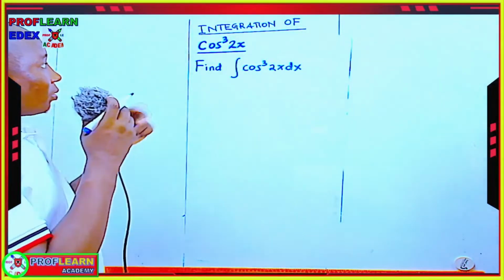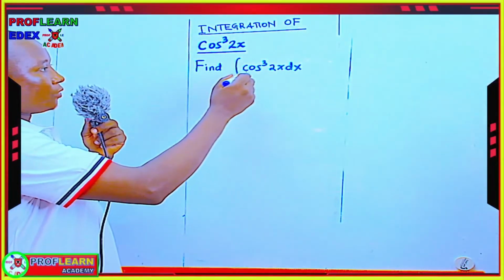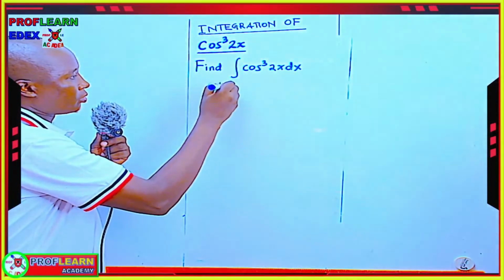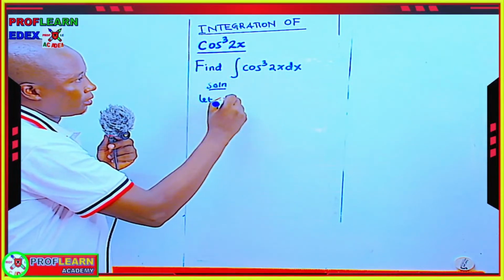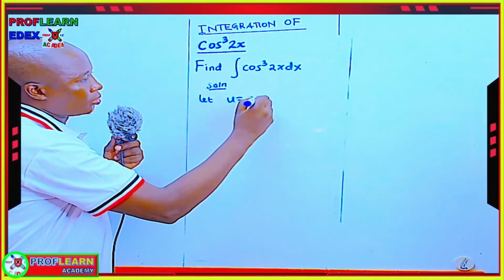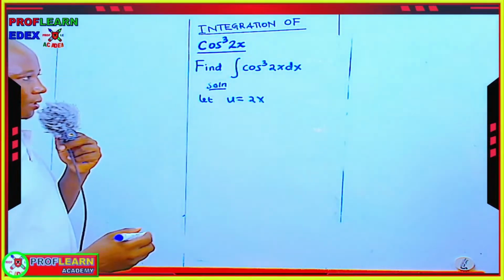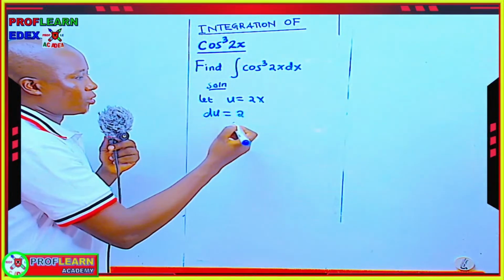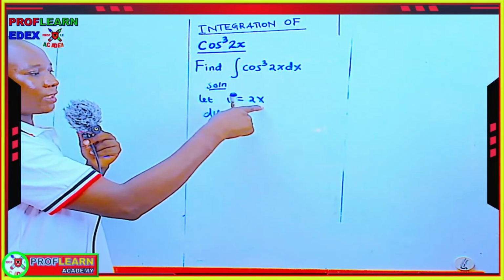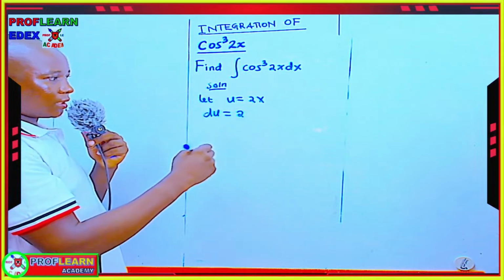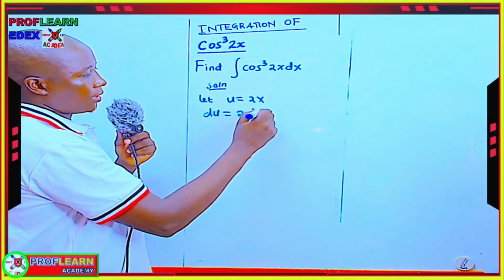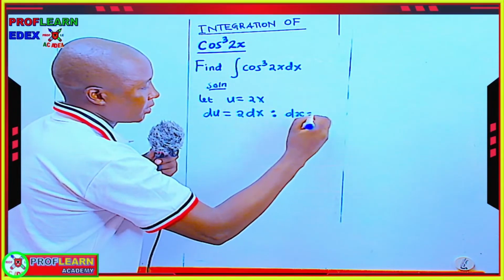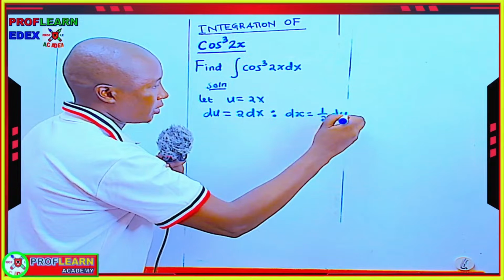In this video, we're going to discuss how to perform the integration of cos cubed 2x. To begin with, in our solution, we're going to let u be equal to 2x. Then du equals 2 dx, because u is a function of x and we differentiate both sides. So our dx can be replaced with 1 over 2 du.